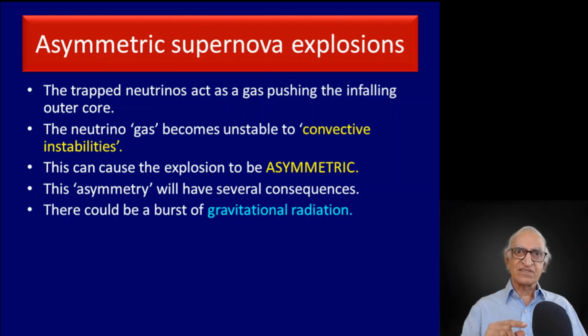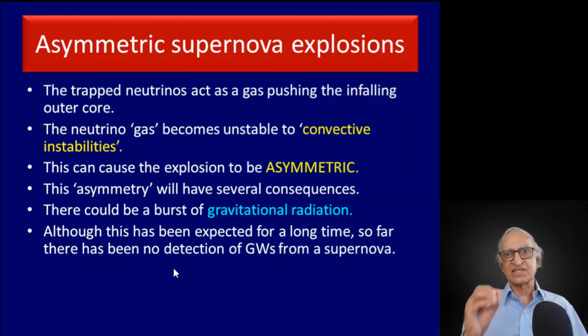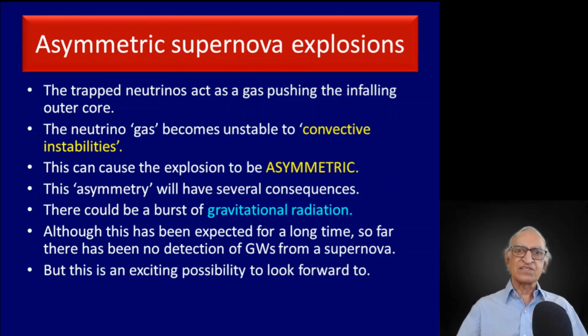To begin with, there could be a burst of gravitational radiation, as I had discussed when we discussed gravitational radiation. Now, although this has been expected for a long time, gravitational radiation from a collapsing star, there has been no detection of gravitational waves as yet. But these are still early days of neutrino astrophysics. But it's an exciting possibility to look forward to.